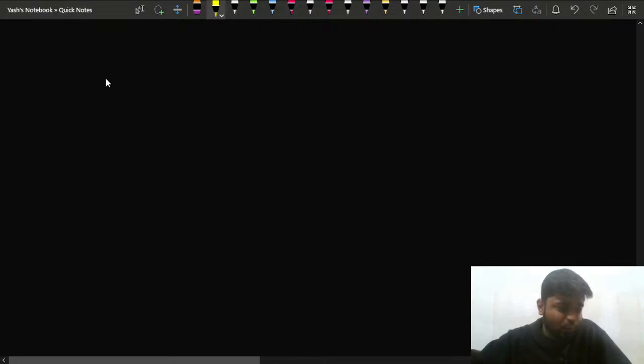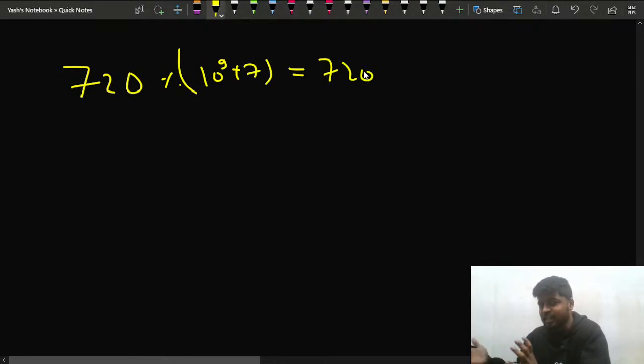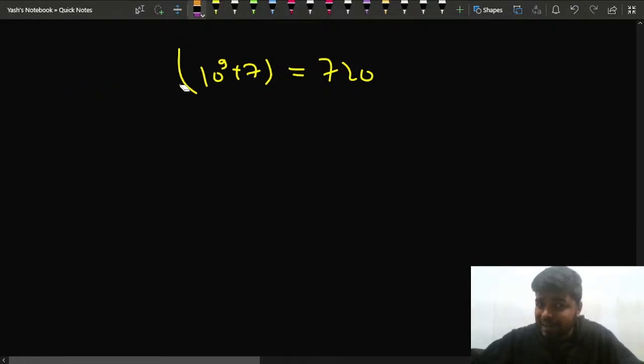Now, how does that affect things? If you have 720 and you mod it with 10 to the power 9 plus 7, which is a very big prime number, it remains 720. But for larger numbers, it would help. So this is the application of applying a modulo.